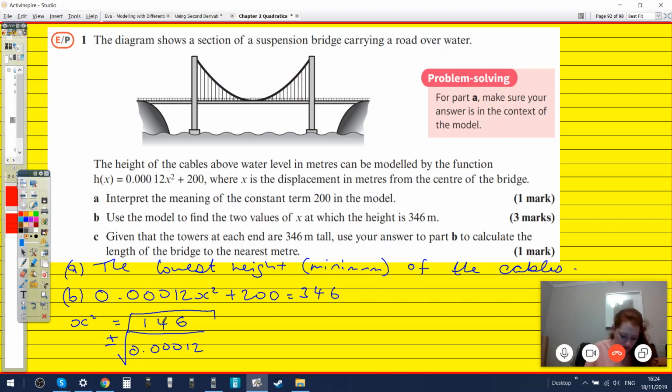So it gives it as a decimal. 1103.026. Okay. And then the negative of that. Use the model to find the two values of x. Or x equals negative 1103. And that's what they asked for, two values of x.